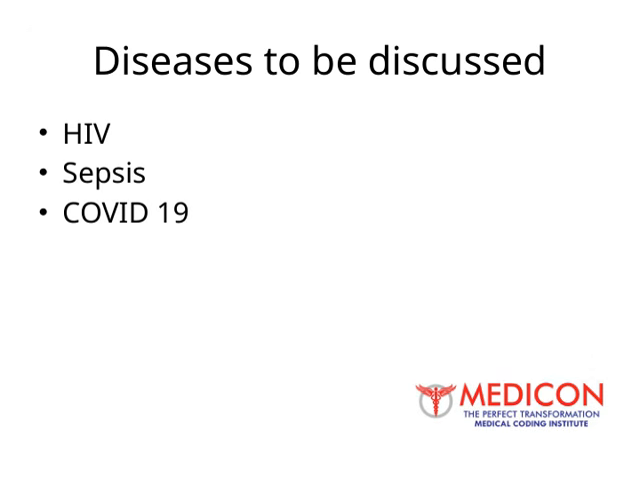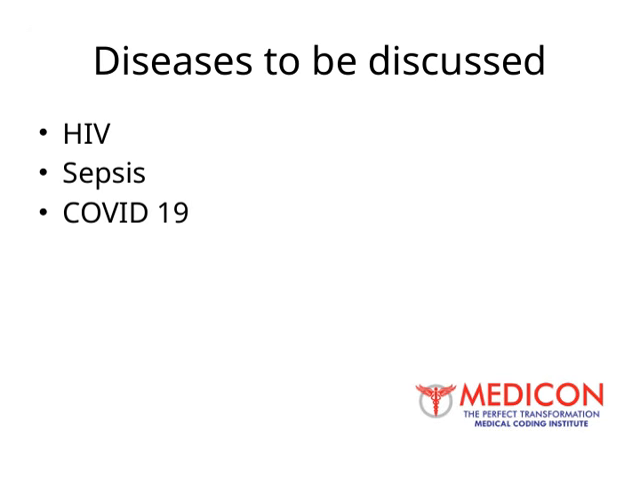The first one is HIV, which remains a significant global health challenge. It's important to understand how it affects the immune system and the importance of early detection and treatment. Next, we have sepsis, a potentially life-threatening condition caused by the body's extreme response to infection. Recognizing its symptoms early can be crucial for survival.